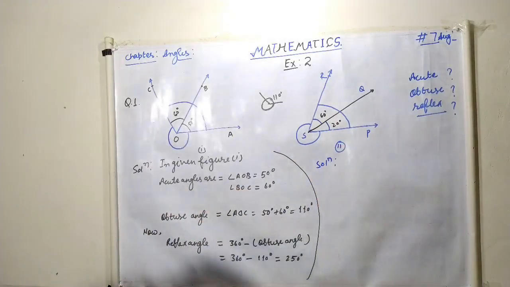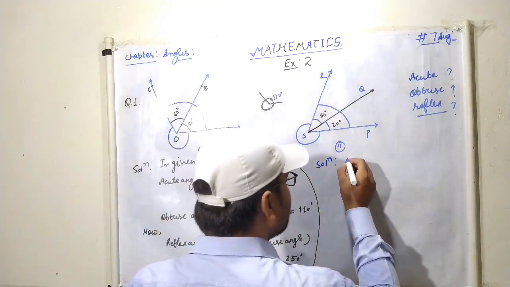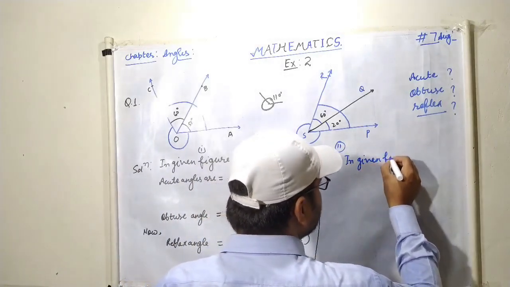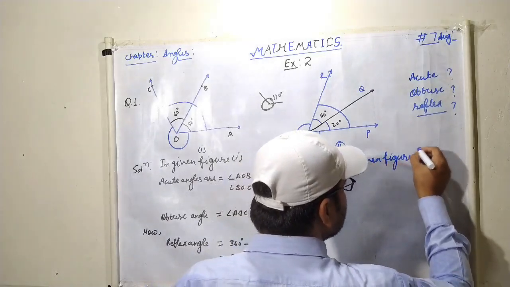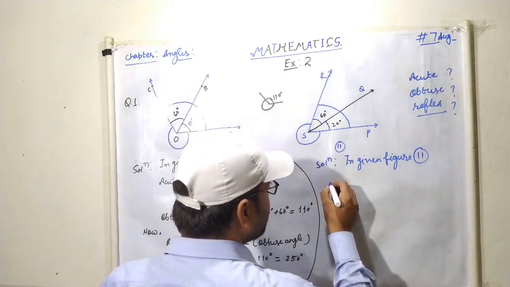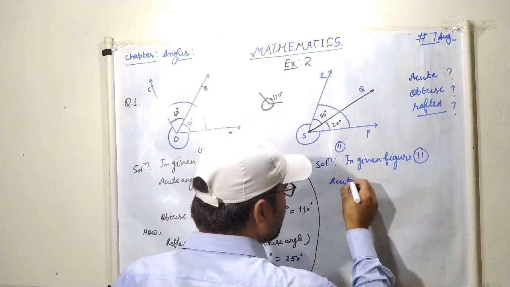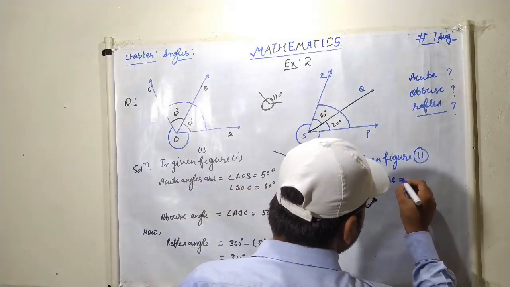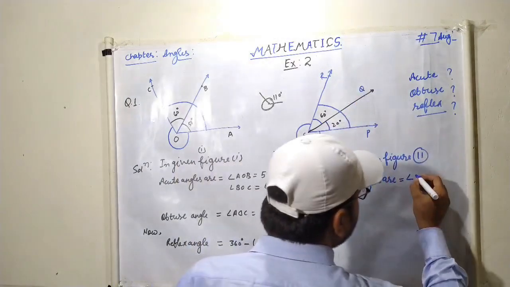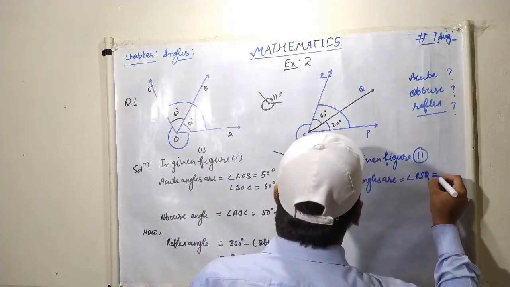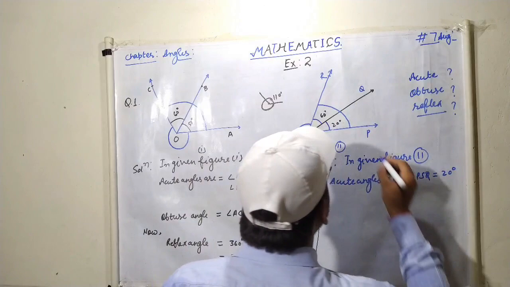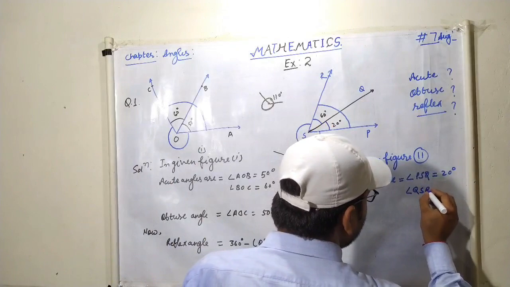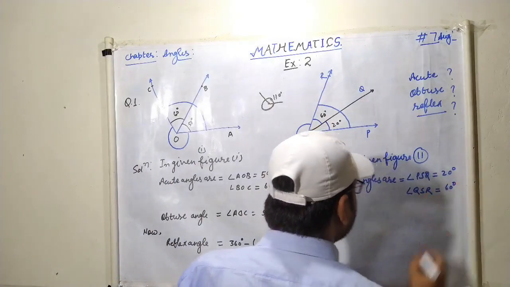Students, the acute angles in the given figure 2 are angle PSQ, which is equal to 20 degrees, and angle RSQ or QSR, no problem, QSR is equal to 60 degrees. That is the acute angle.